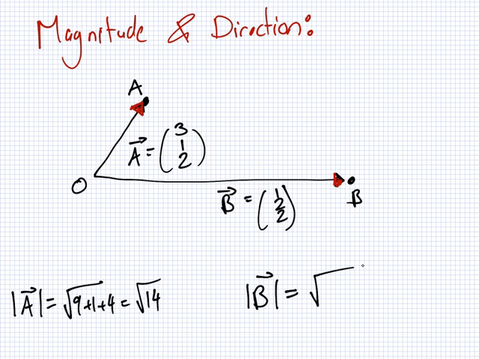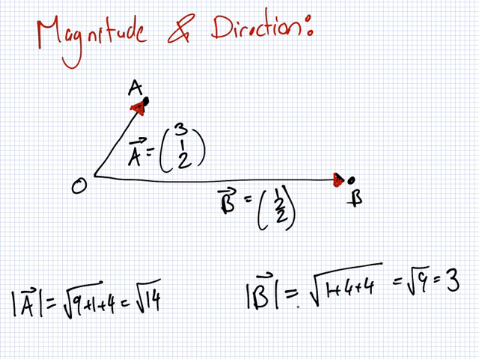B is square root 1 plus 4 plus 4, which is square root 9, which is 3. So there are the two lengths. The length of A is root 14 and the length of B is 3 units. I know it's not to scale. You got that? That's okay so far?